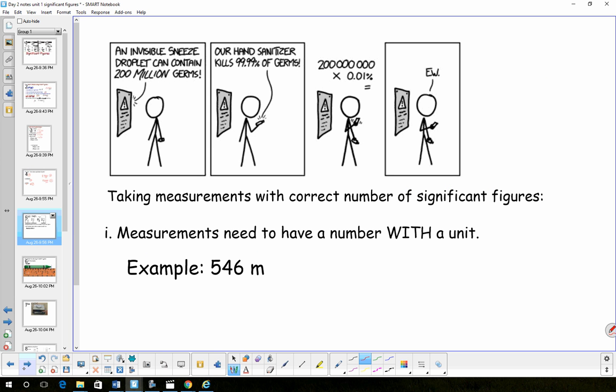An invisible sneeze droplet contains 2 million germs. Our hand sanitizer kills 99.99% of germs. 2 million times 0.01. Ew. There's still a lot of germs left.